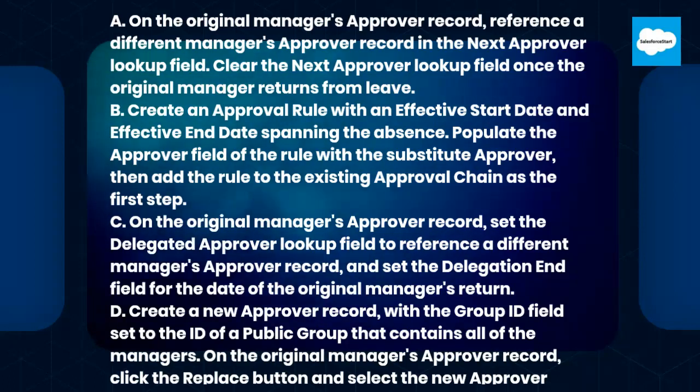B. Create an approval rule with an effective start date and effective end date spanning the absence. Populate the approver field of the rule with the substitute approver, then add the rule to the existing approval chain as the first step.